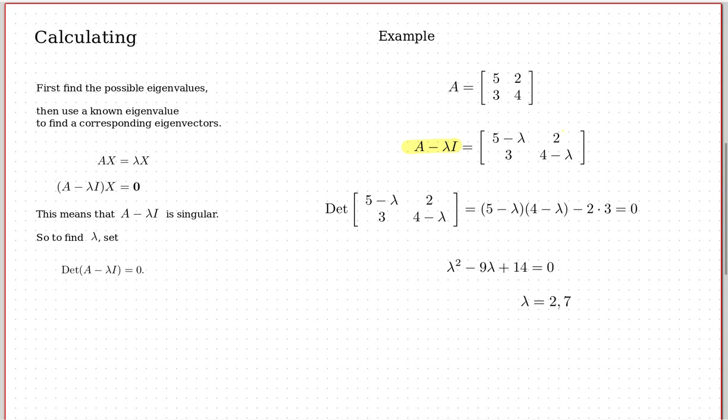And then we take the determinant of this. Well, of course, it's very easy to take the determinant of a 2 by 2 matrix. You just multiply the main diagonal, the product along the main diagonal, and then subtract off the product along the other diagonal. Unfortunately, it's not that simple for bigger matrices, but for 2 by 2 matrices, it works out very nicely. So we get this equation, 5 minus lambda times 4 minus lambda minus 2 times 3 equals 0, setting the determinant equal to 0.